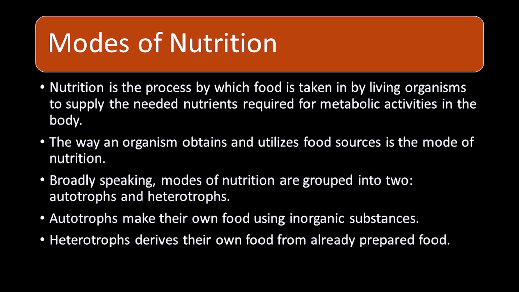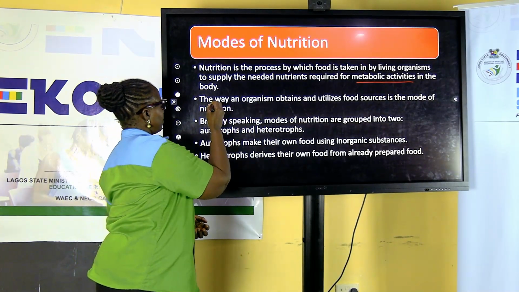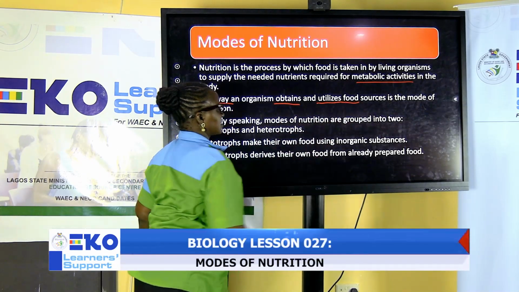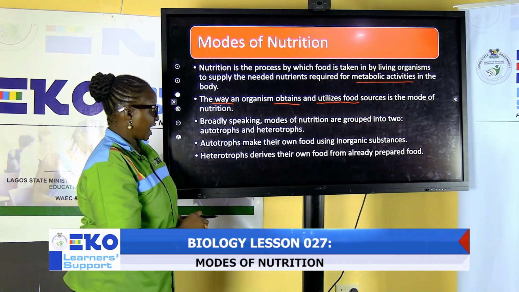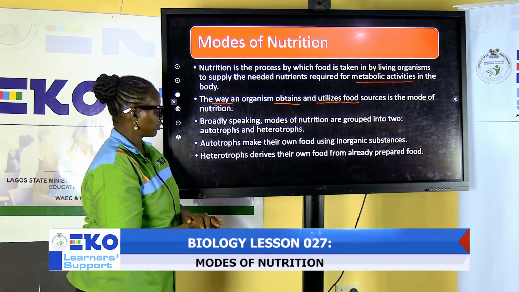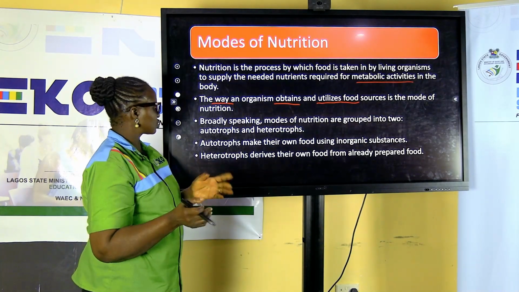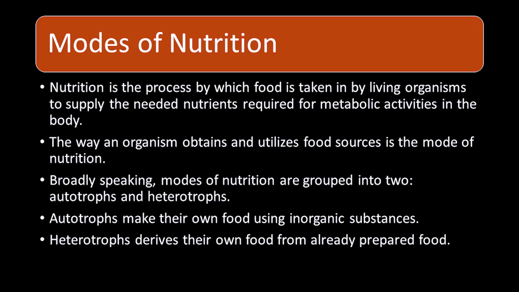The way an organism obtains food and utilizes food source is the mode of nutrition. The way an organism obtains and utilizes food is what we are looking at as a mode of nutrition. And in a general way, modes of nutrition are grouped into two. They are grouped into two based on the organisms that possess them. The first one is the autotrophs, and the second one is the heterotrophs.